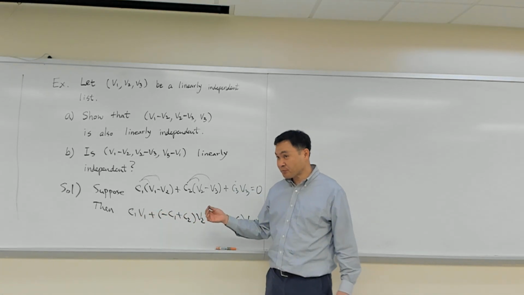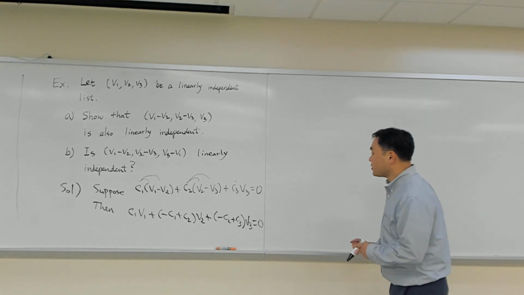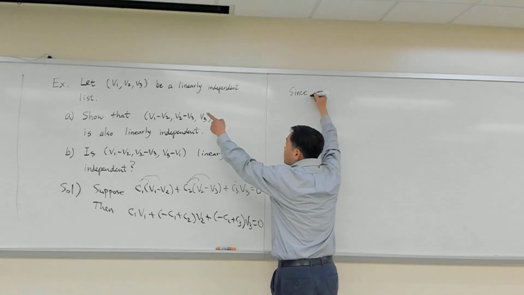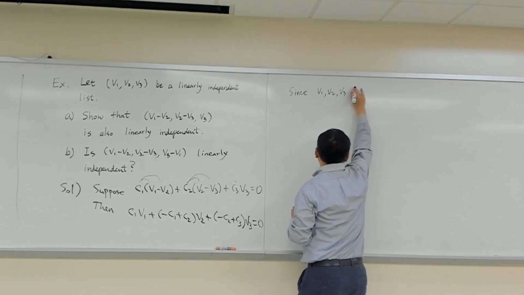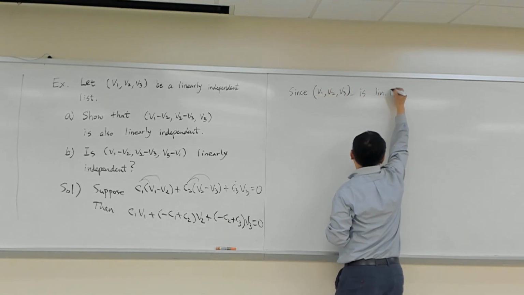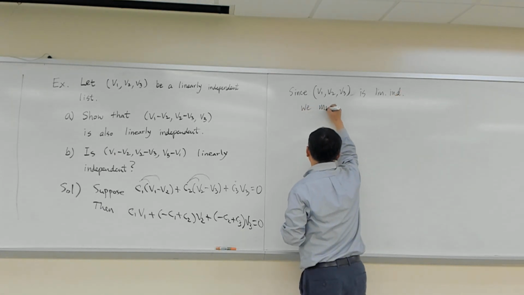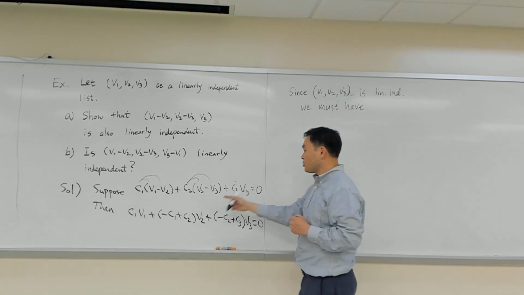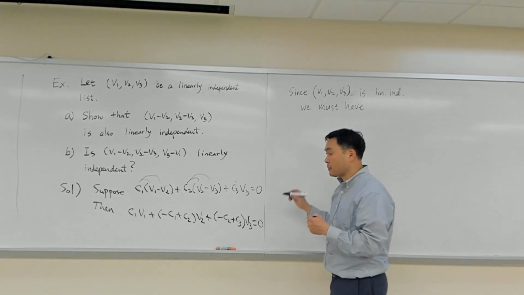So I gather it like that. Now, since we're given that V1, V2, V3, this list, is linearly independent, we must have what? If this is linearly independent and you have a linear combination that's equal to 0, what does that force us to say?